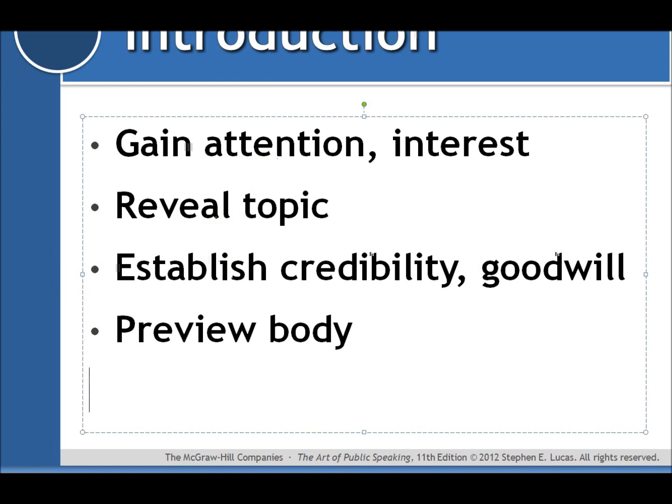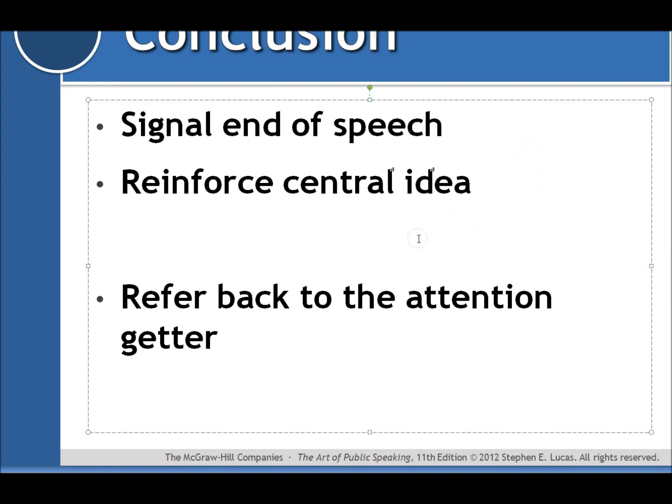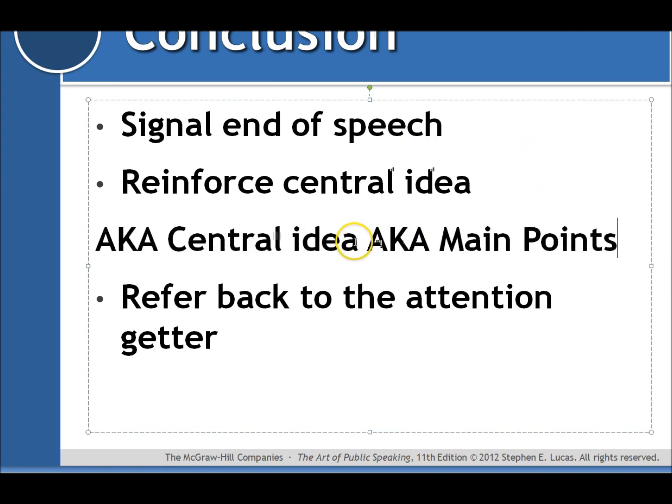Now let's talk about the conclusion. 3 steps to your conclusion. Your book says 2. We're adding 1 more here. You want to signal the end of the speech. Let us know you're concluding. For example, "in conclusion," "today we've talked about," or "in closing" would be 3 examples of that. Then you want to reinforce your central idea. Again, as you know, that is your 3 main points of your speech.